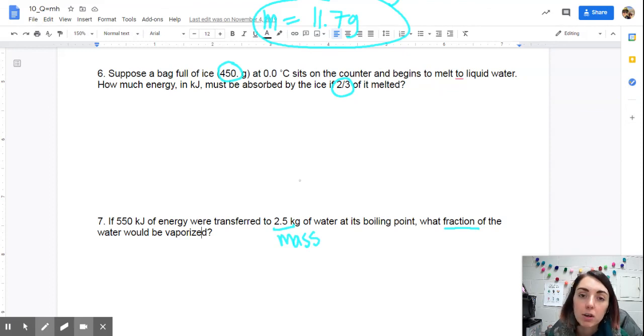Okay, so that is Q equals MH. Next period, we're going to be working on combining Q equals MC delta T with Q equals MH. These are going to be multi-step problems that we combine together. So we'll see you then.